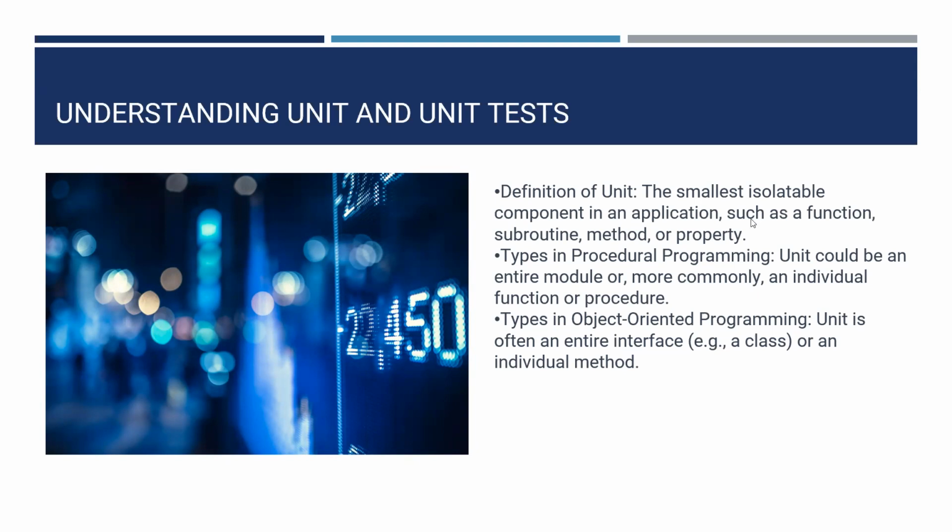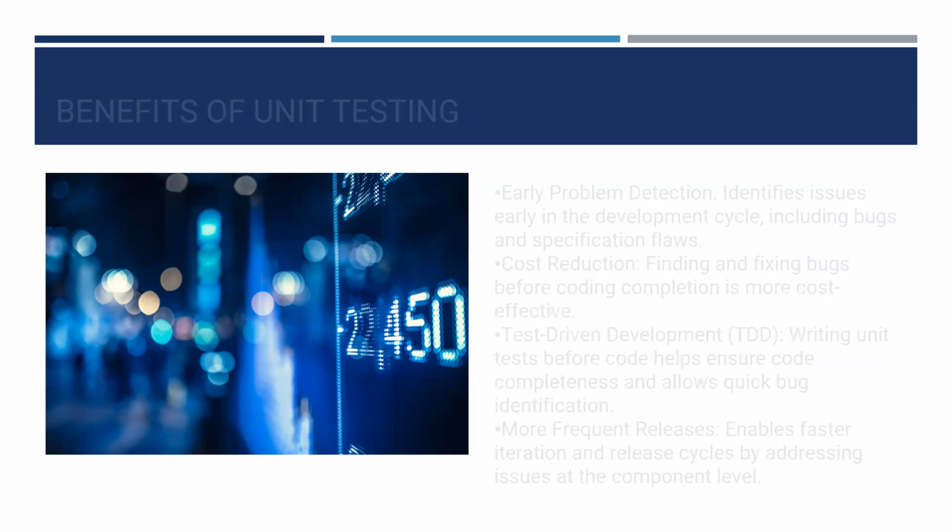So the definition of a unit is the smallest isolatable component in an application, such as a function, subroutine, method, or property. In procedural programming, a unit could be an entire module or, more commonly, an individual function or procedure. And in object-oriented programming, a unit is often an entire interface, for example a class, or an individual method.